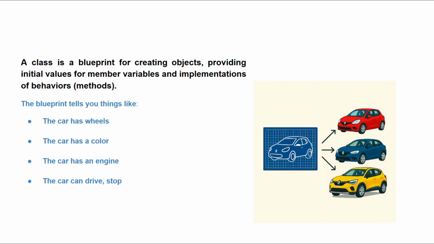Imagine you want to build a car. Instead of building it from scratch every time, you use a blueprint that tells you the car has wheels, the car has a color, the car has an engine, the car can drive, stop, or honk. This blueprint doesn't produce the car itself. It just describes what a car should look like and how it should behave.